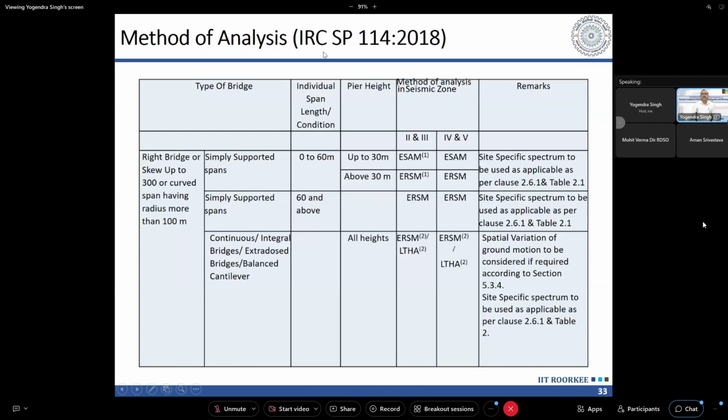Then IRC SP 114, it has been revised very recently. In fact, it is just under revision.